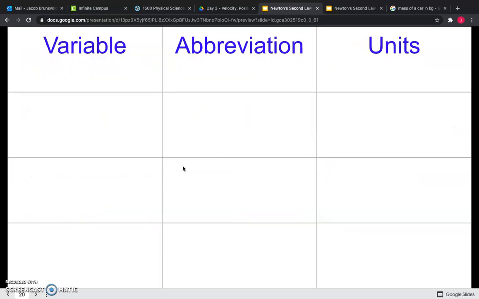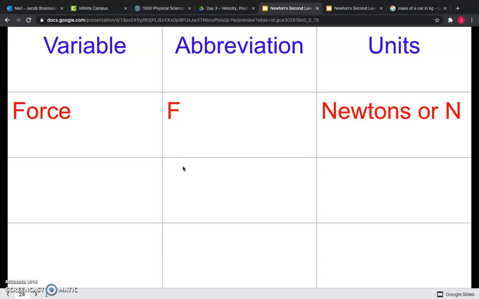Okay. So the variables that we're going to be working with here are force, mass, and acceleration. We'll start with force. The abbreviation for force is a capital F, and force is measured in newtons. The scientific unit for force is named after Sir Isaac Newton, and we call it a newton. That's not the only unit we've encountered so far this year that was named after a scientist. When we were doing the electricity unit, we had the ohm, named after a guy named Ohm.